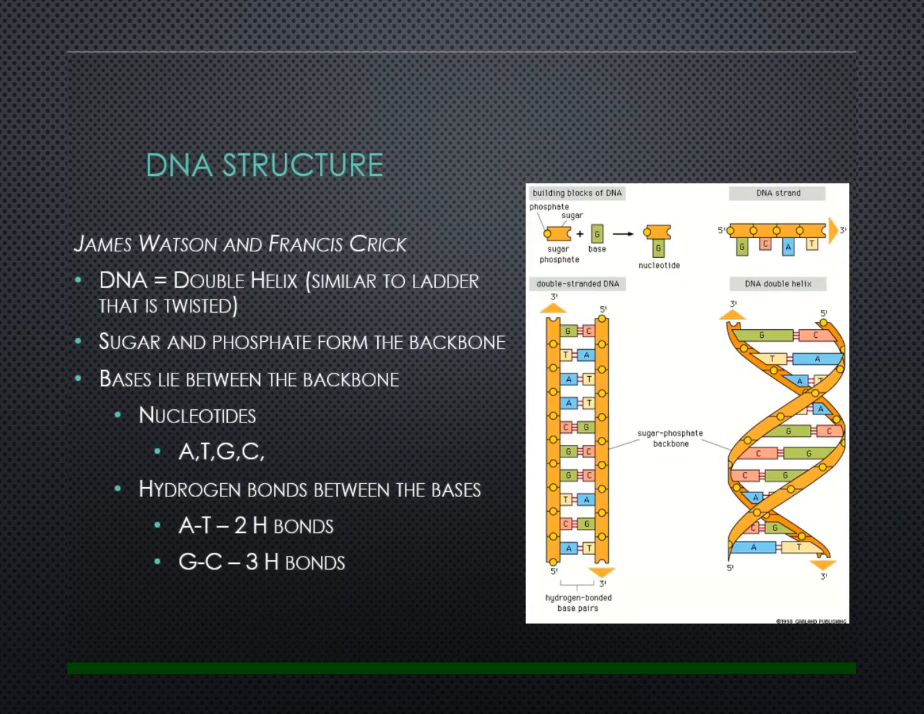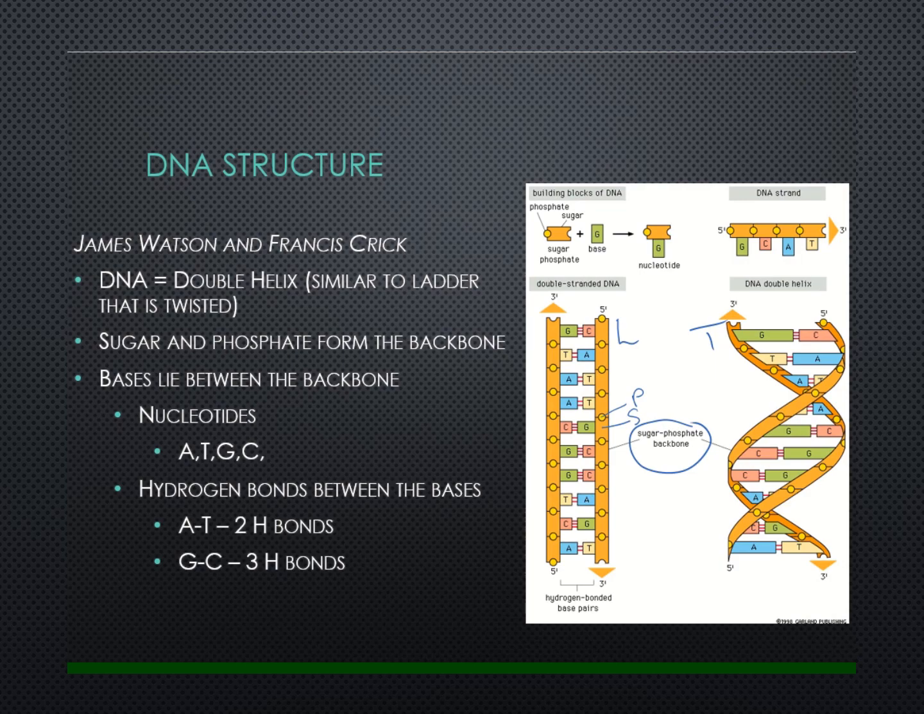Okay, so with that information, James Watson and Francis Crick, knowing that DNA is a double helix, which is kind of like a ladder, but it's just twisted. So here's our ladder version, and there's our left and right. And there is our twisted version. So they found that a sugar and a phosphate form the backbone. So here we've got our sugar, and then this circle is our little phosphate. So that is what makes up the backbone.